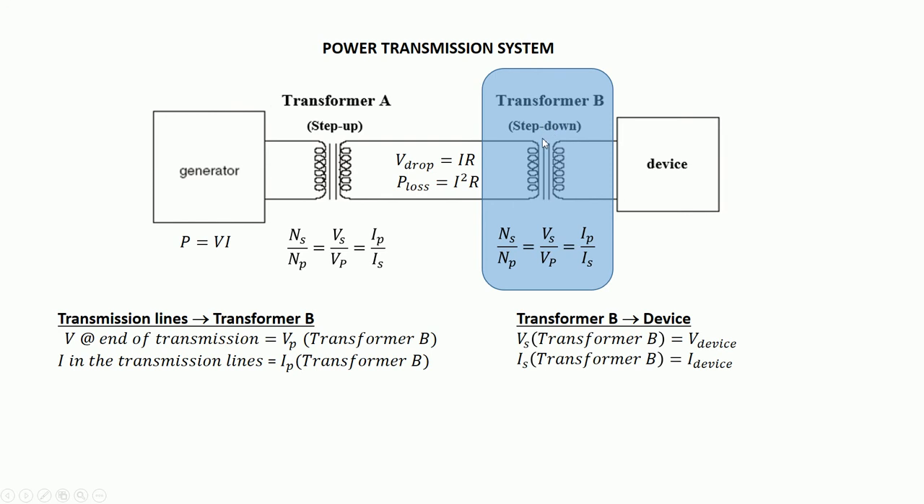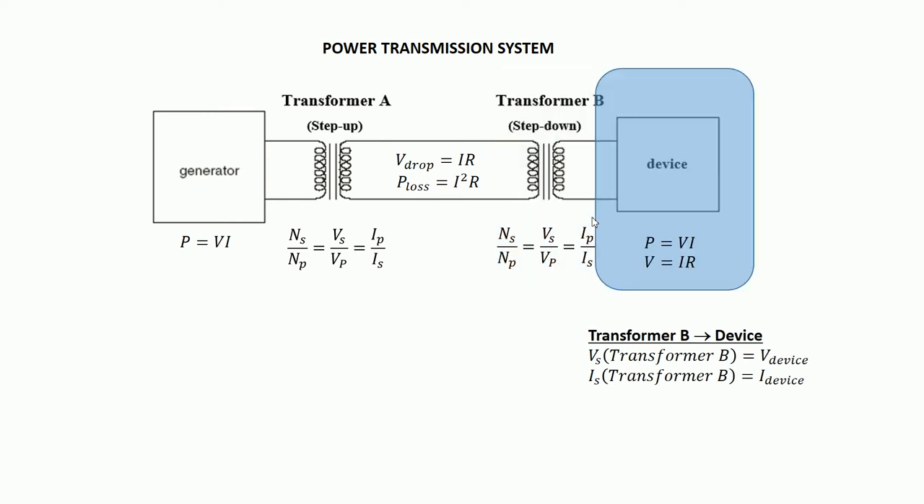Then we reach transformer B, the step-down transformer. So the voltage at the end of the transmission line is equal to the voltage in the primary coil of the step-down transformer, and of course the current in the transmission lines is that of the transformer in the primary as well. So the current coming out of transformer A in the secondary is equal to the current in transformer B in the primary. Now the output voltage of the transformer, or the secondary voltage, is equal to the voltage the device receives, as is the current coming out of the secondary coil of the transformer. It is the current the device receives, and as always the ratios for turns, volts and amps hold true as well. So let's look at an example.